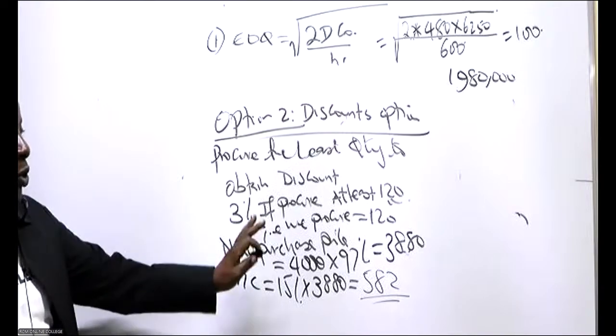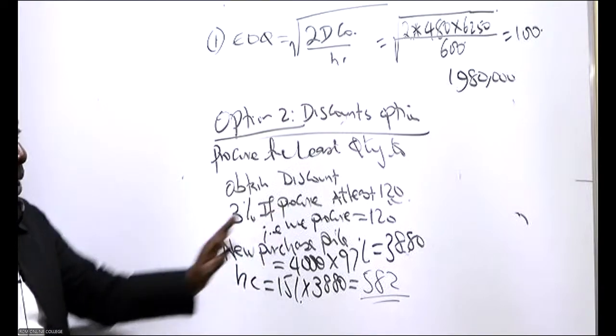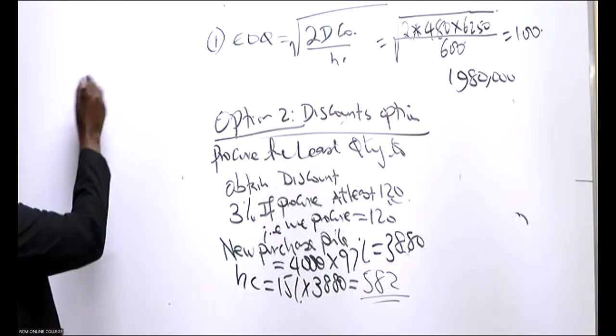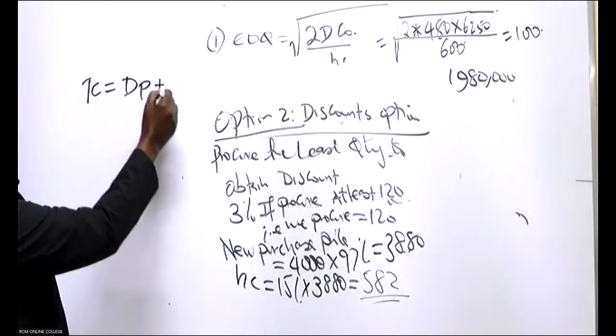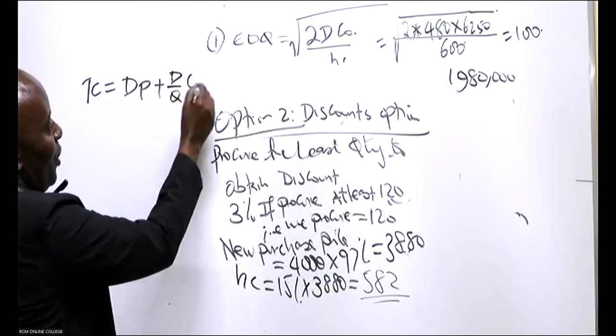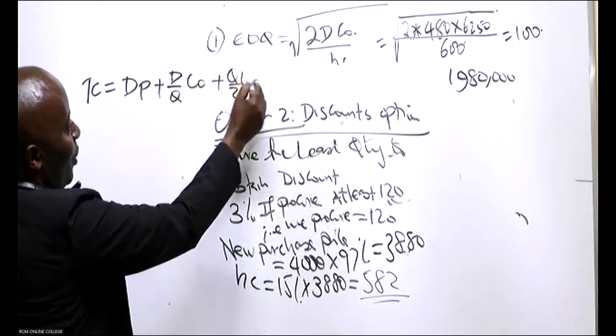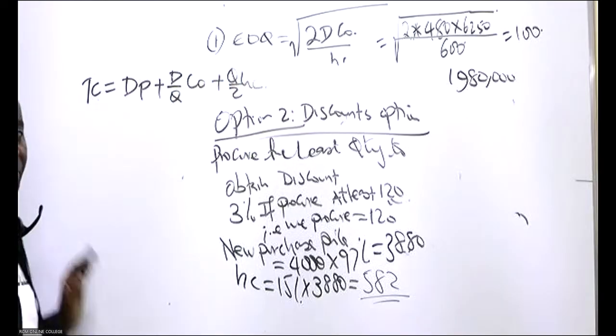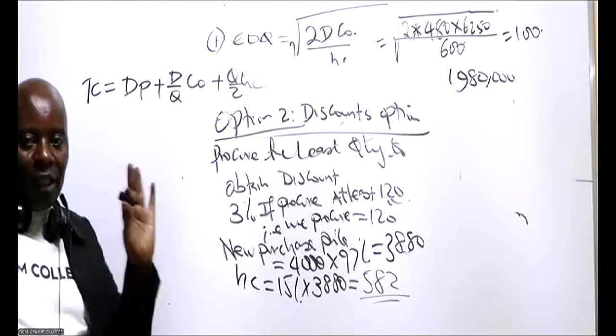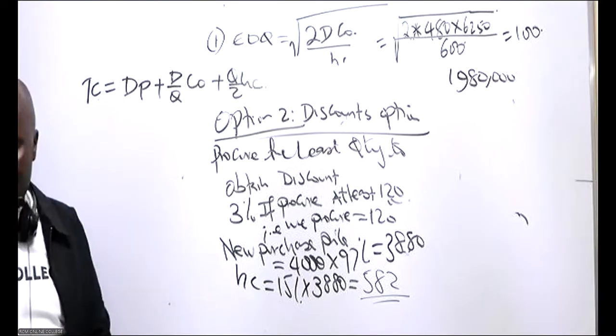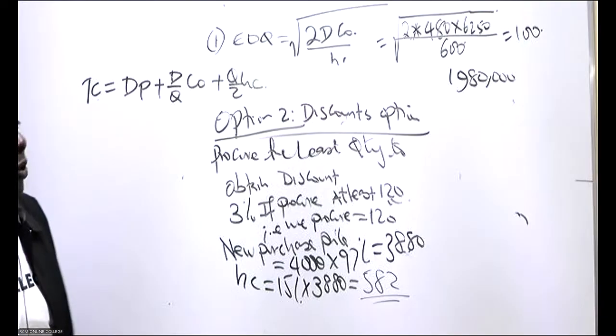Don't look for EOQ again. Now we know the quantity to buy. So go ahead and give us the total cost, which is DP plus D over Q, CO, plus Q over 2, HC, like that. So now you have everything. Just go and substitute.